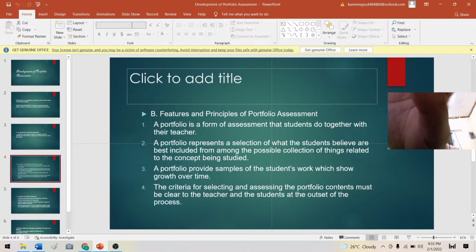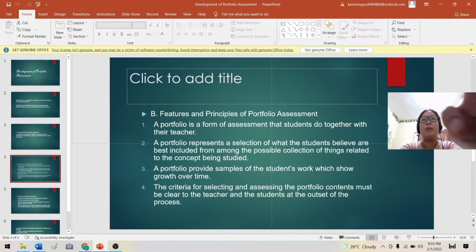The criteria for selecting and assessing the portfolio contents must be clear to the teacher and the students at the outset of the process. If the criteria are not clear at the beginning, then there is a tendency to include unessential components in the portfolio and to include those which happen to be available at the time the portfolio is prepared.